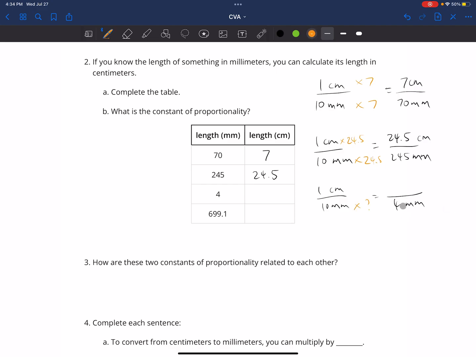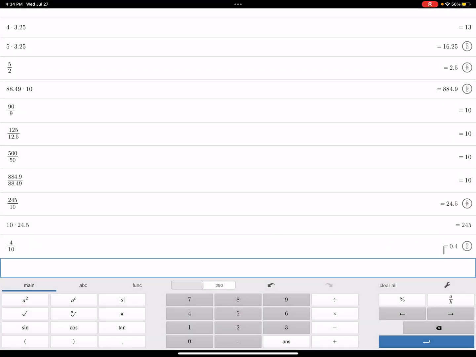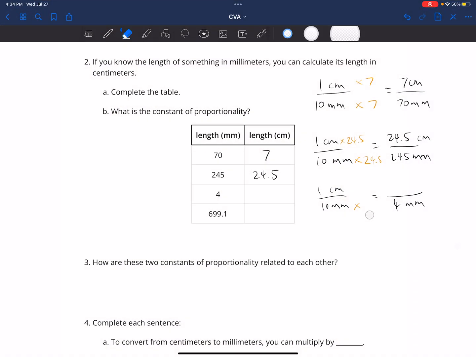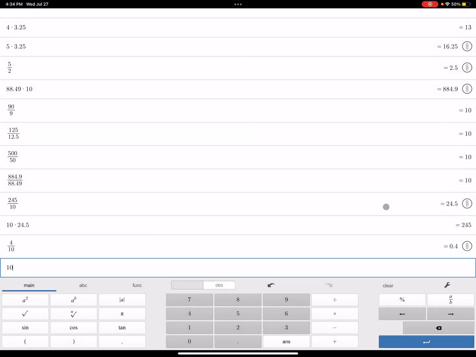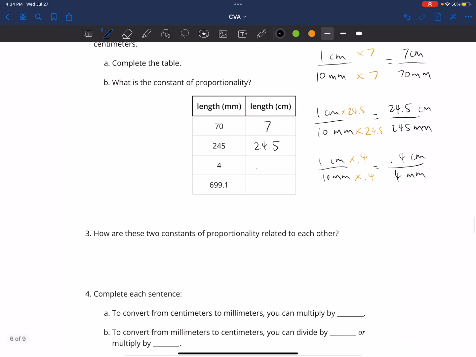Once again, just divide this number by that number. So 4 divided by 10, and that will give you 0.4. Watch, I'll prove it to you. 10 times 0.4 is in fact 4. So you just divide this number by that number to get this number. Then 1 times 0.4 is 0.4 centimeters.